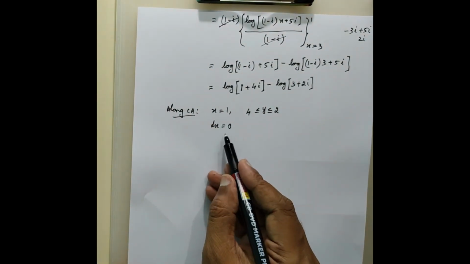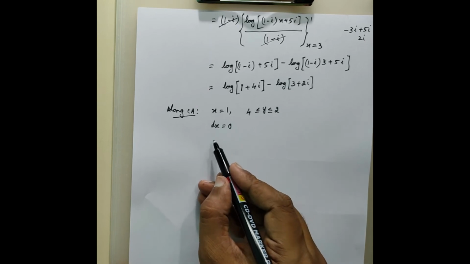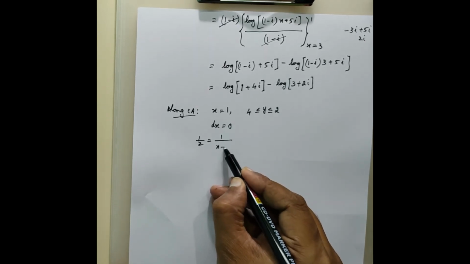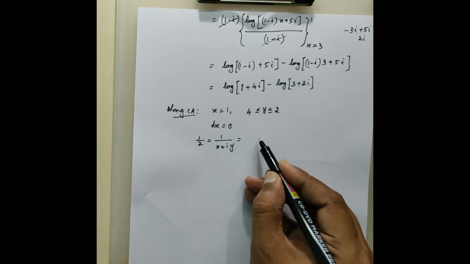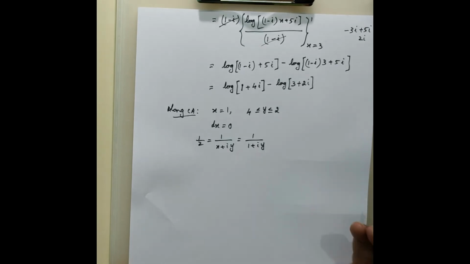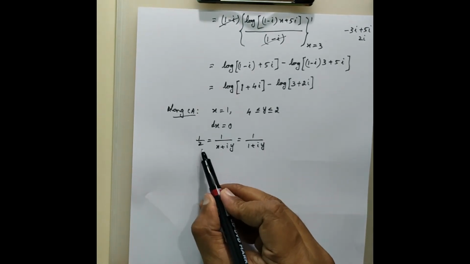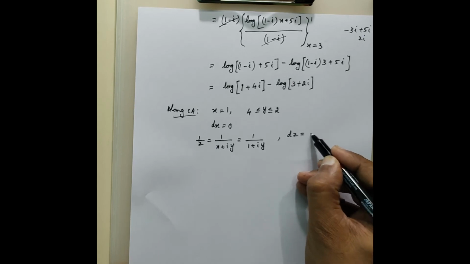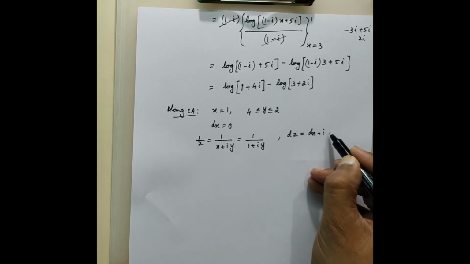So now the function that you have is 1 by z. So 1 by z will be equal to 1 by, the value of z is x plus iy, that is 1 by, x value is 1, plus iy. So 1 by z value you got is 1 by (1 plus iy). Dz value will be equal to dx plus i times dy.